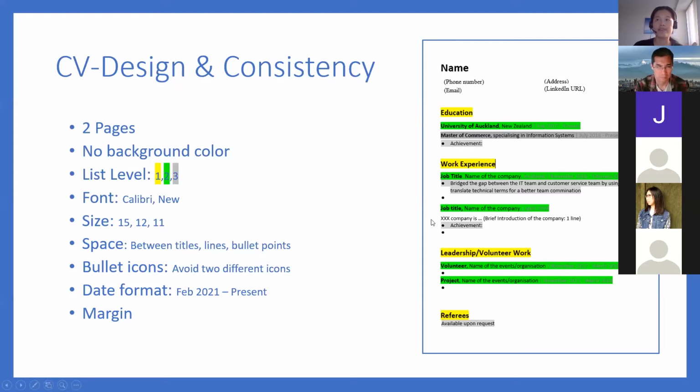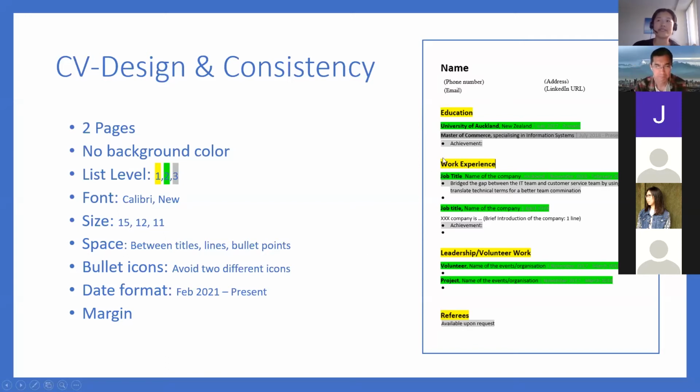For each level, keep the font size and space the same. Education, work experience, leadership, they have the same font, same size, and same spacing between. In terms of font, we also need to keep the font consistent throughout the whole CV. I used Calibri for all the words I have in this CV. I just used a different size, and I bolded some part of the subtitles.